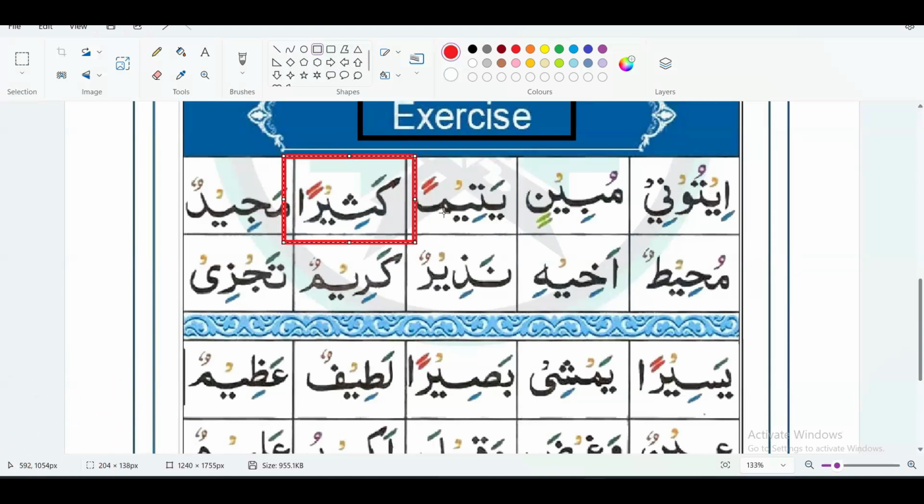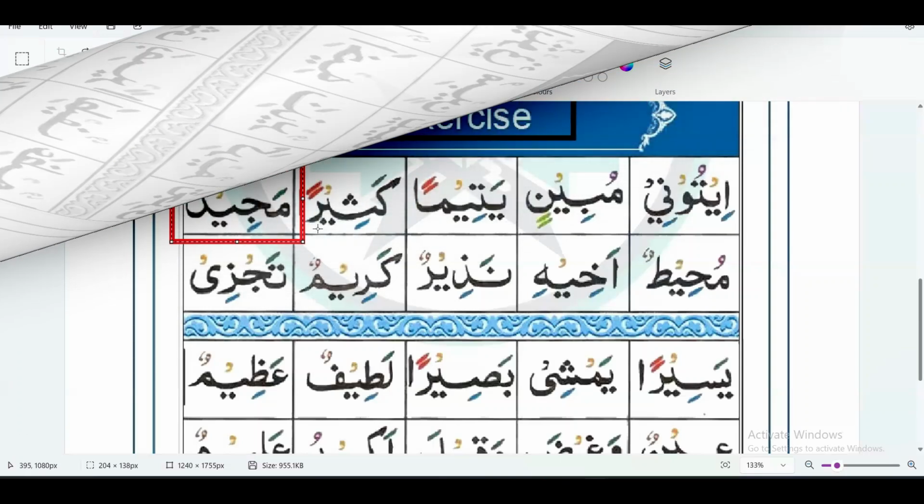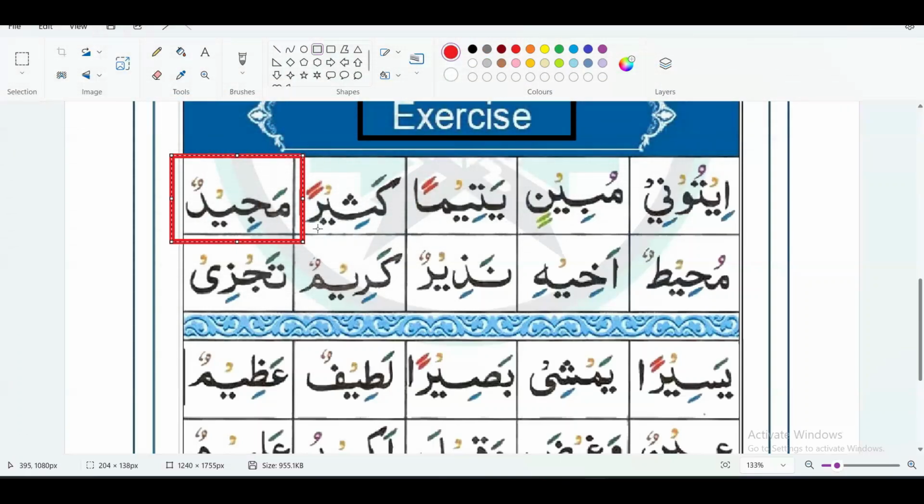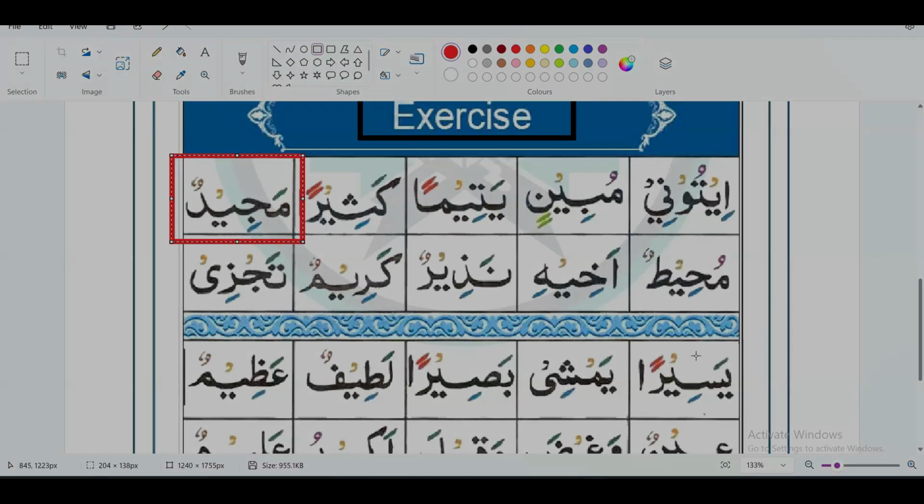Next. Read again. Not katiran. It's tha. Katiran. Very good. Next. Excellent. Very good.